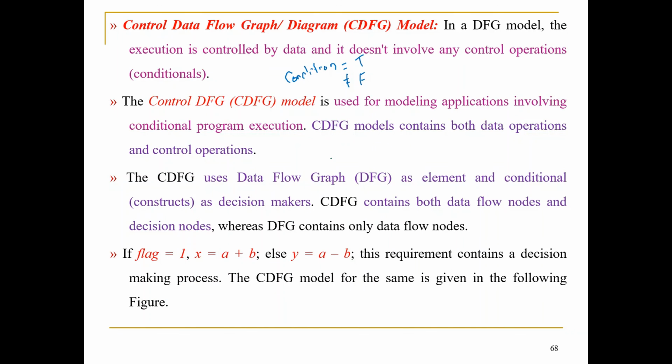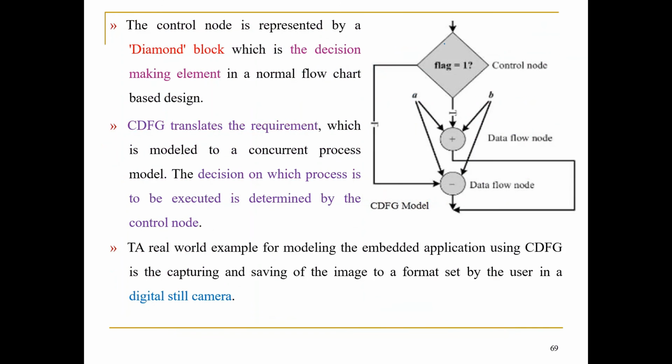Normally this is what happens. The control data flow graph model is used for modeling applications involving conditional program execution. CDFG models contain both data operations and control operations. This is your control operation and this is your data operation. Because it has both control units and data flow nodes together, you call this particular model the CDFG model. So if your program gets executed based on a condition, then you can go with the CDFG model. If there are no conditions to be satisfied in your model, then you can go with the normal DFG model.